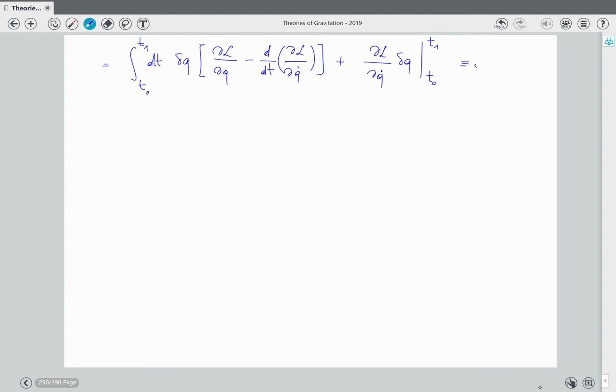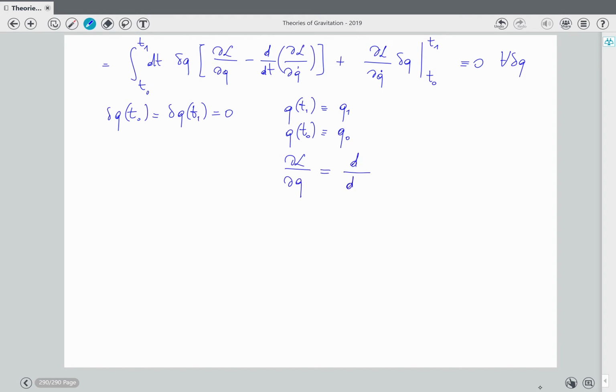And that should be 0 for every variation. So what do you do to ensure that that is indeed 0? You have to demand that delta Q is 0 at both extrema, which means that your boundary values are fixed. And you have to require that your Lagrange equations be satisfied. That's a well-defined variational problem.